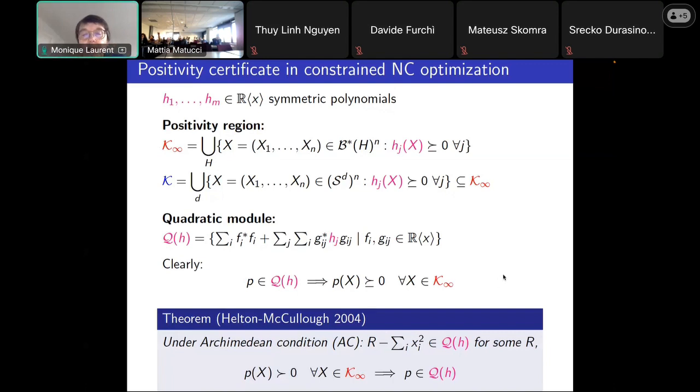And Helton and McCullough showed the analog of the positive Stellensatz of Putinar, in a sense. So under the Archimedean condition, which again reads as saying that there is an R for which R minus the sum of xi squared lies in the quadratic module, the following holds: if P of x is positive definite for every x in K infinite, then P lies in the quadratic module. So this is a non-commutative analog of the positive Stellensatz of Putinar we saw yesterday. And this is the key for showing the asymptotic convergence of the hierarchy.